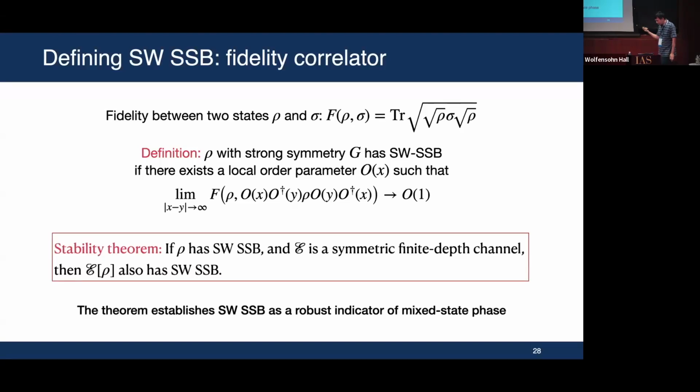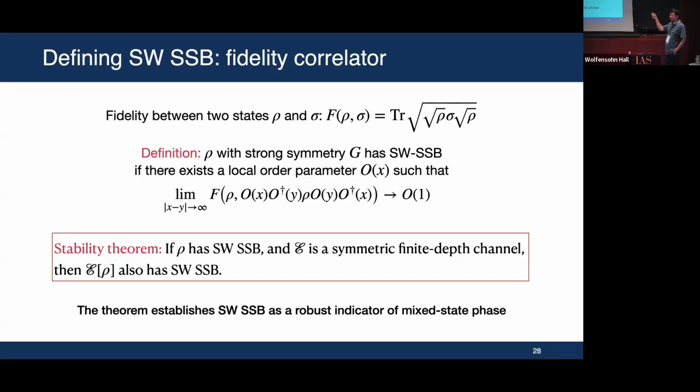Now, you may ask, why do we choose fidelity in particular? Because there are other notions of similarity between quantum states. I can name a few others. We believe they're all equivalent, but the particular reason that we choose fidelity is because of this theorem we can prove for fidelity. The theorem establishes strong to weak symmetry breaking as a robust quantum many-body phenomenon, an indicator of a phase. So the statement is the following.